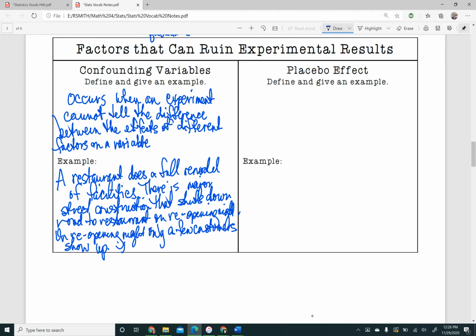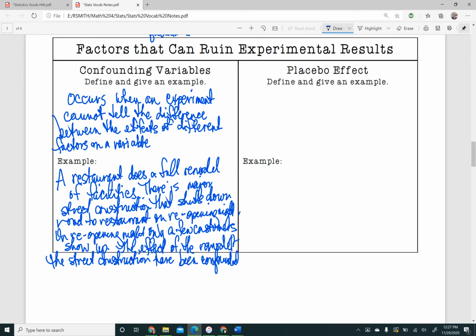The effect of the remodel and the street construction have been confounded. So we don't know if people didn't like the remodel or if people were turned away because of the street construction. So we don't know what actually affected them not showing up.